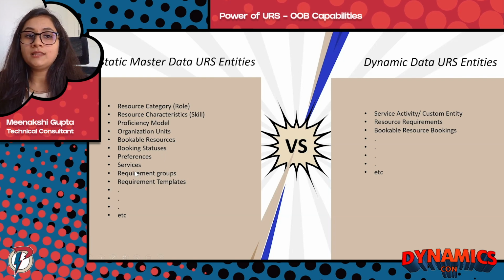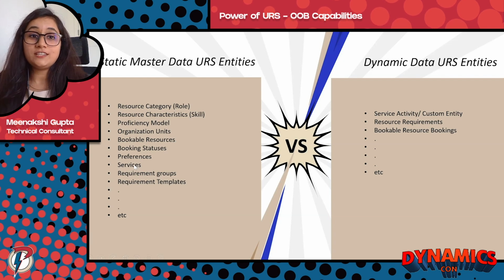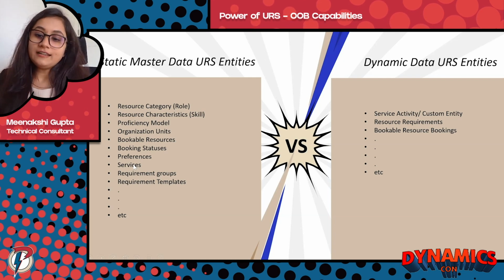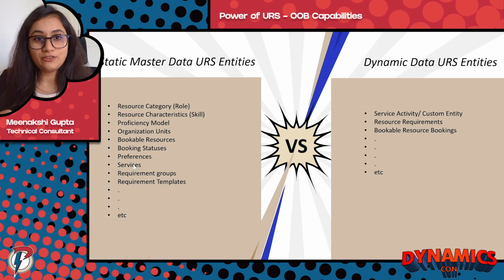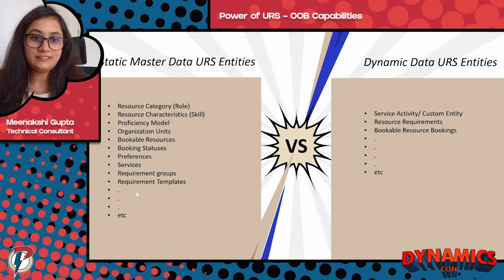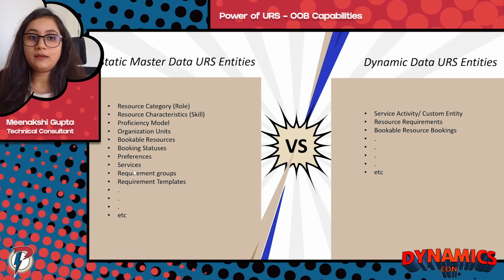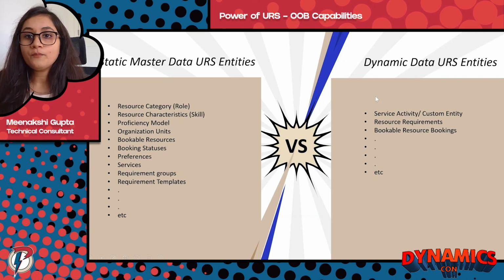Services is the main thing which I consider in my demo, because service is something which is already present in the system for the business purpose. Let's say my business does 3 kinds of services, so I have different services categorized based on resource category, characteristics, and resources. So we will see that in the demo. Requirement groups and requirement templates. This I will also explain when I explain the service via the demo.